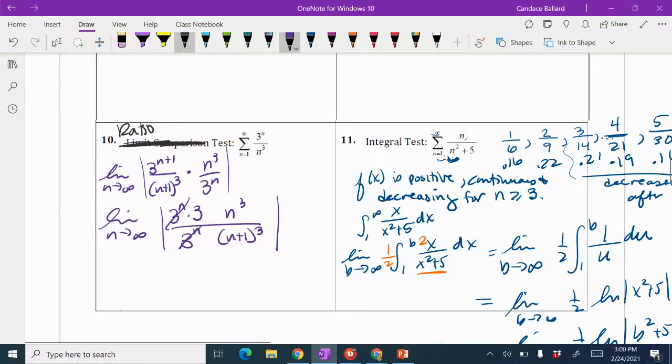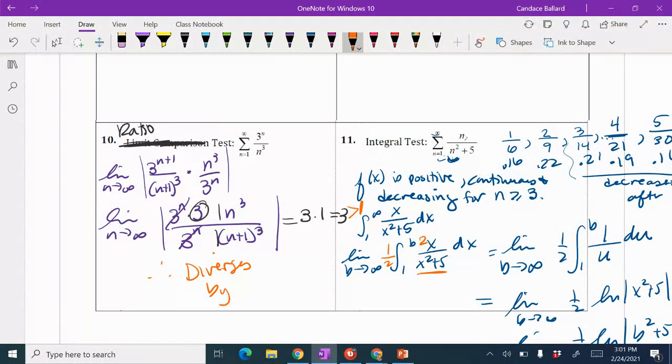This here, when I take the limit as we approach infinity, has a coefficient of 1. So it's just going to be 1. The limit there is 3. So I get 3 times 1, which is 3. And we know that that is, let me use a different color, greater than 1. And if I go look at my ratio test, when I am greater than 1, I diverge. So it diverges by ratio test.